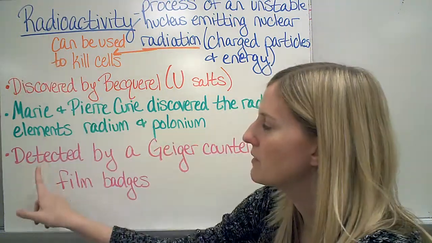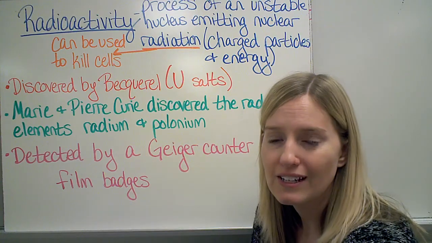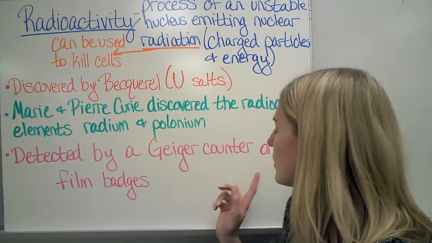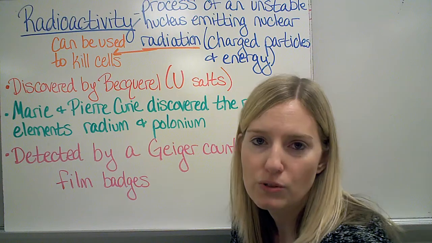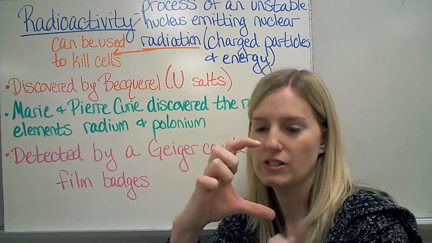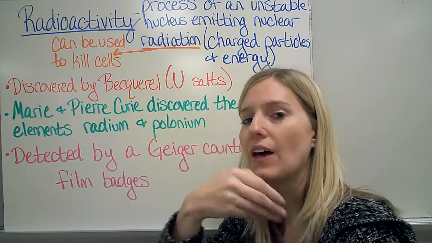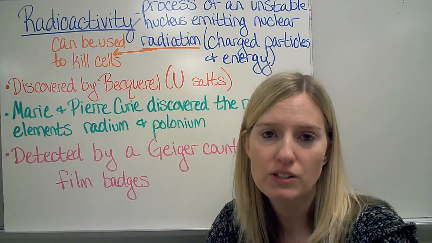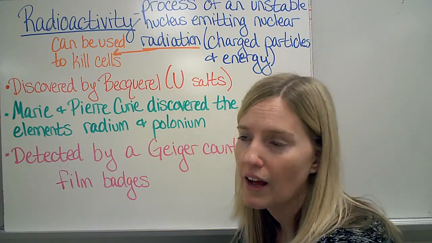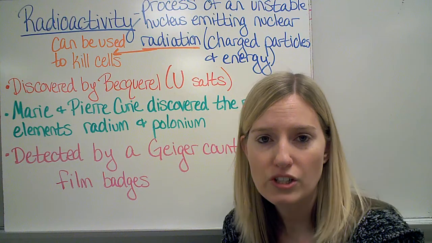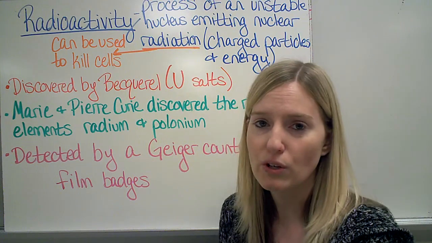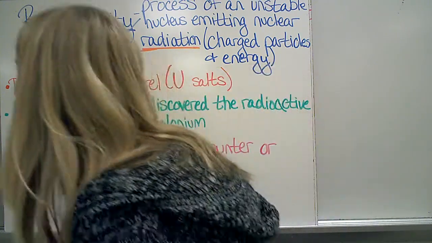We can detect radioactivity by using an instrument called a Geiger counter, or by using a film badge, which is literally just a little badge that someone who works around radiation puts in his or her pocket, and then it helps to detect the radiation so that he or she isn't being exposed to too much radiation.